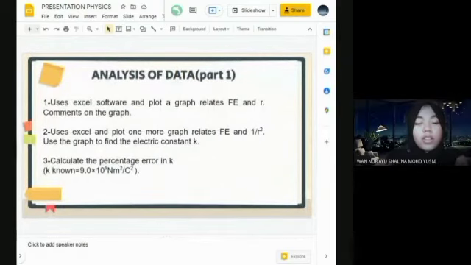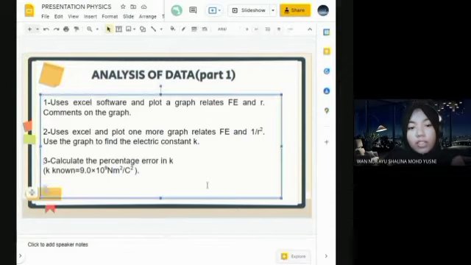Okay, next we go through the analysis of data for part 1 in this experiment. First, use the Excel software and plot a graph relating Fe and R and comment on the graph. For the second question, we are asked to use Excel and plot one more graph relating Fe and 1 per R squared and use the graph to find the electric constant K. And for the third question, we are asked to calculate the percentage error in K, as the known K is 9.0 multiplied by 10 to the power of 9 N m squared per coulomb squared. Okay, next.